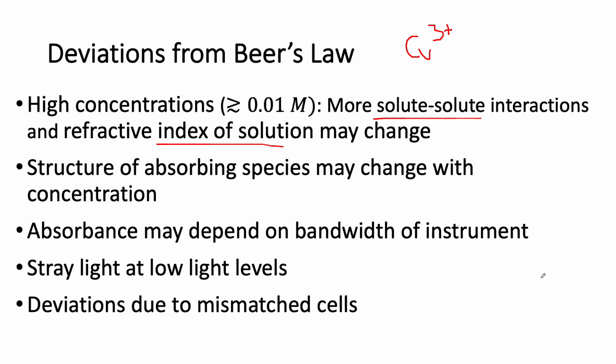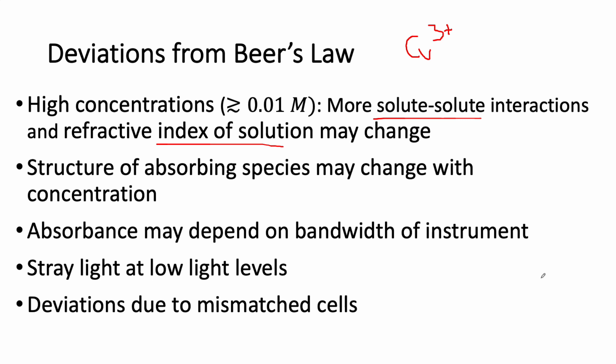You'd like them to be in the middle of the range, between say 10 and 90% would be ideal. Something in the middle of the range. It's much more accurate to make a measurement in there. Okay, so that's how we're going to use Beer's law to measure the absorption of something.